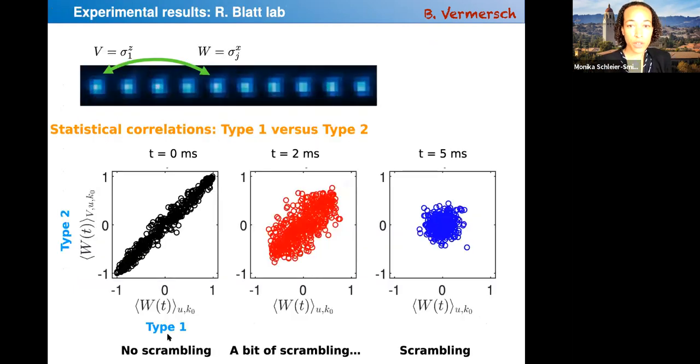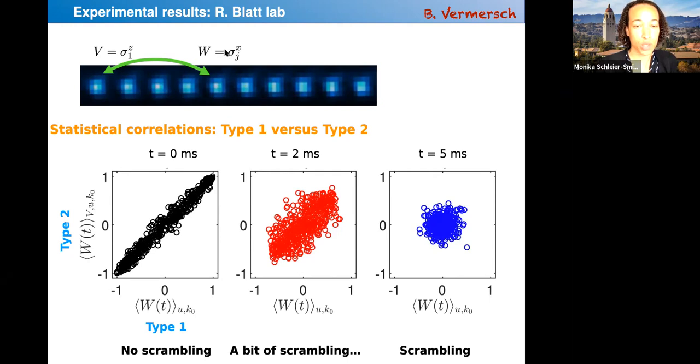And here's an example of a measurement that they get in this system. So again, type 1 is the measurement where they just prepare a random state, and then they measure sigma x on a particular site after some time evolution. Type 2 is the case where they prepare a random state, but before the time evolution, they apply this perturbing operator, which is sigma z on site 1.